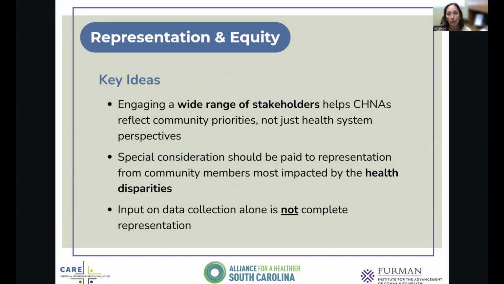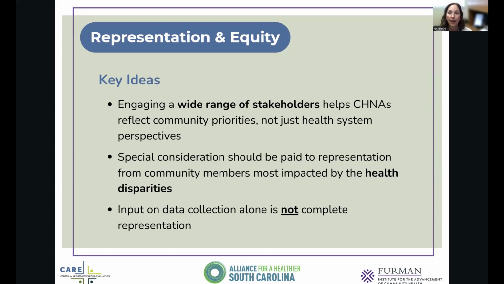So when we think about representation and equity, if that's what our focus is, we really want to think about how do we engage a wide variety of stakeholders in our CHNA process so that we make sure we're really reflecting communities' priorities, not just the healthcare system's perspectives. We need to take into some consideration those community members that are most impacted by health disparities. So you hear the term persons with lived experience. How do we engage them as part of our CHNA process?